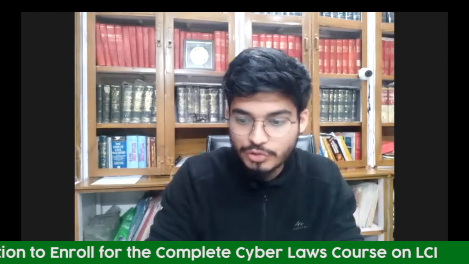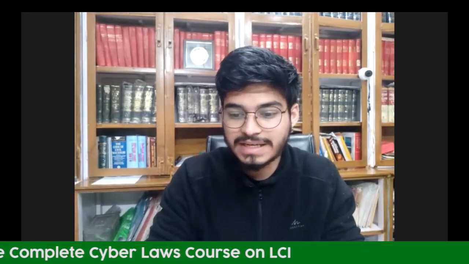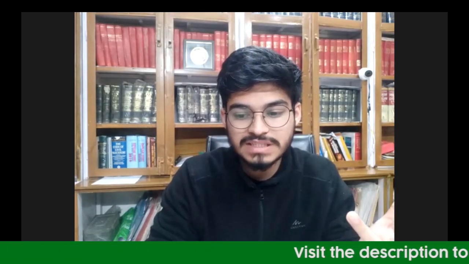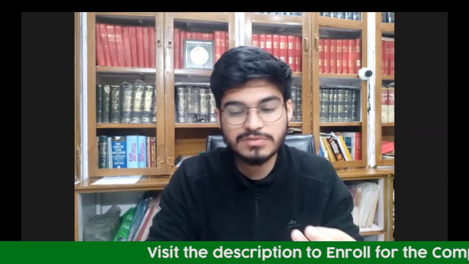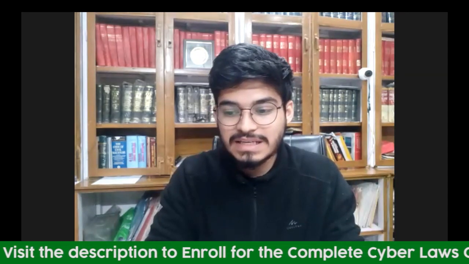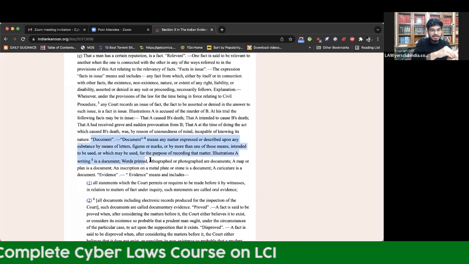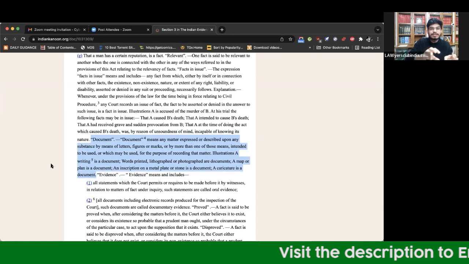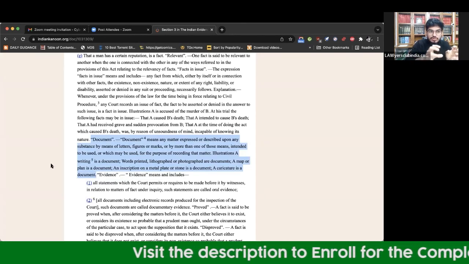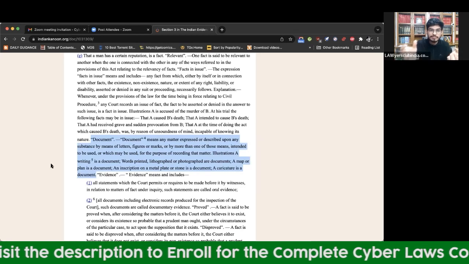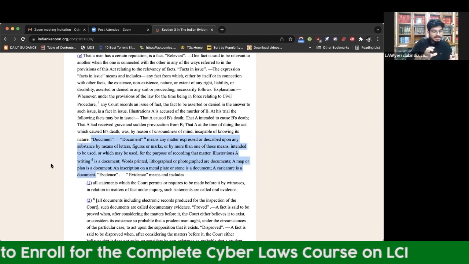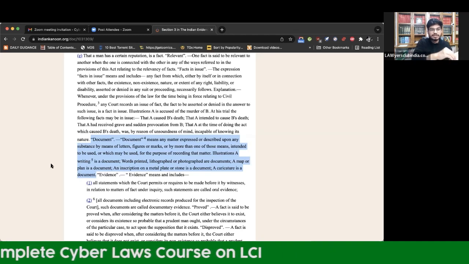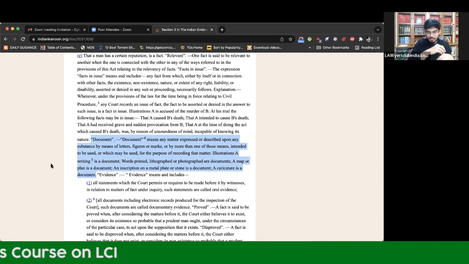So document first says it means any matter expressed or described upon any substance by means of letters, figures, marks, or by one of those means intended to be used or which may be used for the purpose of recording that matter. So first of all, what it tells us is that koi bhi substance hoga, on that substance we use the letters, figures, and marks, and that will become a document irrespective of whether we intend to put it across to court or not. Wo baad ki baat hogi, but document wo hoga where there is one substance and on that we use letters, figures, or marks to do anything.